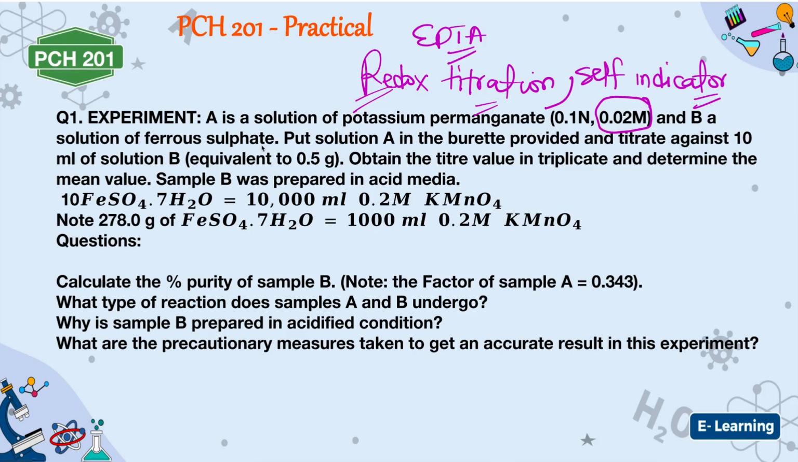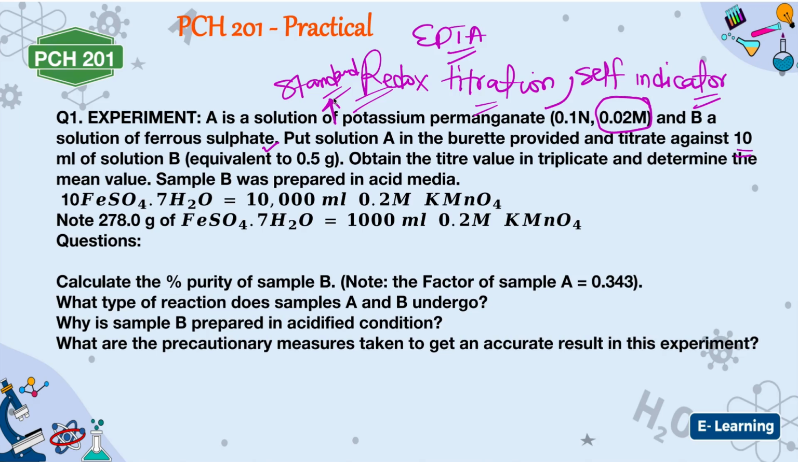And B is a solution of ferrous sulfate. All right? Put A in the burette provided and titrate against 10 ml of solution B, which is equivalent to 0.5 gram. It means, listen, for this 10 ml, they tell you the expected weight, because now potassium permanganate is like the standard solution in the burette. It is the titrant. Are you getting it? Remember, I told you something about titrants earlier. Potassium permanganate is the titrant.